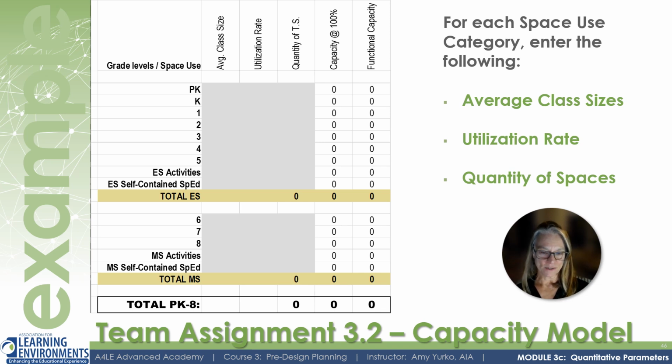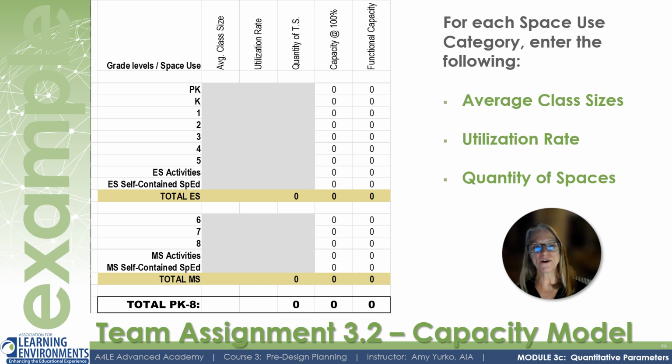For each grade level or space use, enter the average class size, then enter the utilization rate percentage and the quantity of teaching stations that you anticipate needing to satisfy the 675 student capacity. The worksheet will then calculate the resulting capacities for you. And once data for all the intended uses are entered, you'll be able to double check and see how closely your model accommodates the project requirements. So continue adjusting your entries until you achieve the following. I want to see capacity balance among all grade levels, and I want to see the total capacity of 675 students.